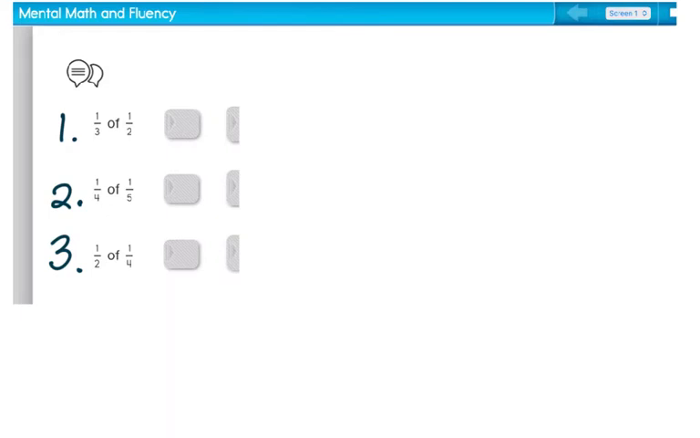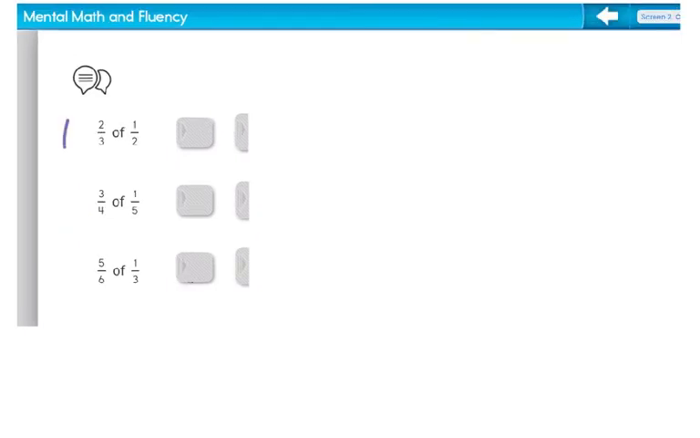All right, number 1. 1/3 of 1/2 is 1/6. 1/4 of 1/5 is 1/20. And 1/2 of 1/4 is 1/8. Erase your whiteboard. Number 1 to 3 again. This time you are taking 2/3 of 1/2, 3/4 of 1/5, and 5/6 of 1/3. Go ahead and write down your answer.